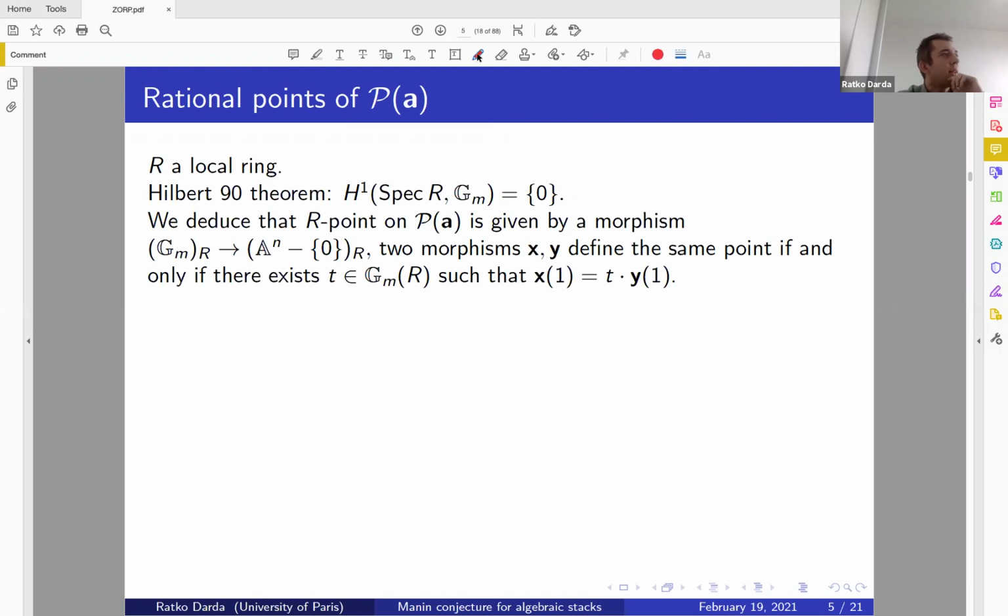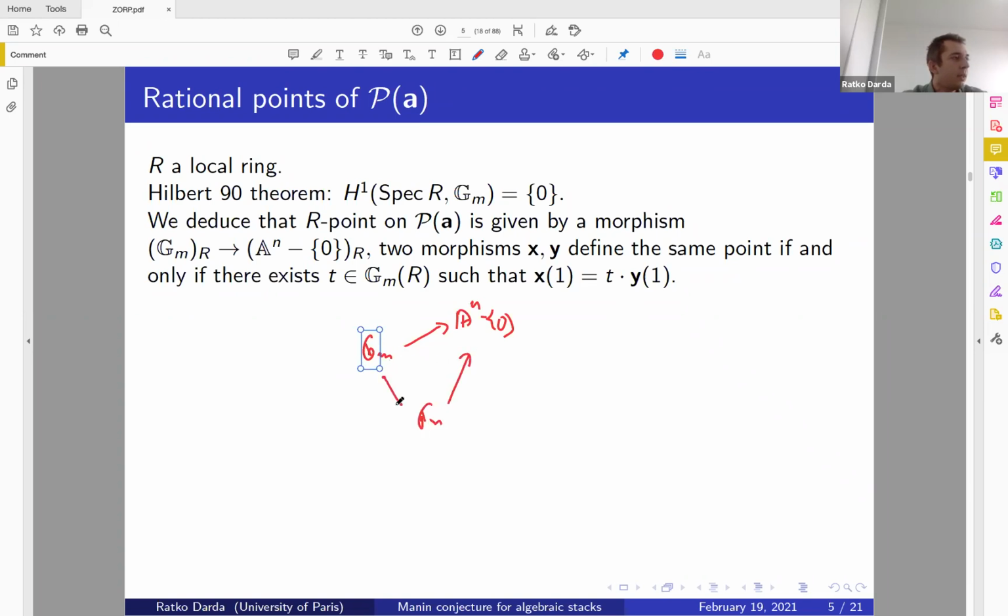Now, like I said, a point of P(A) corresponds to a G_m-equivariant morphism from G_m to A^n minus 0. And I didn't say a minute ago when you see that two morphisms define the same point. Imagine you have a morphism like this, which is G_m-equivariant.